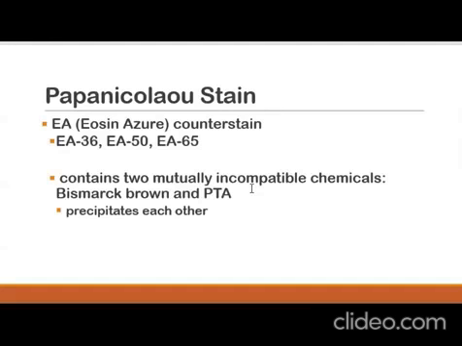And actually, even though they are the ingredients needed to form your EA, your Bismarck brown and your PTA are actually incompatible. Why? Because they precipitate each other, and since they precipitate each other, the useful life of the mixture of your EA counterstain is usually compromised.